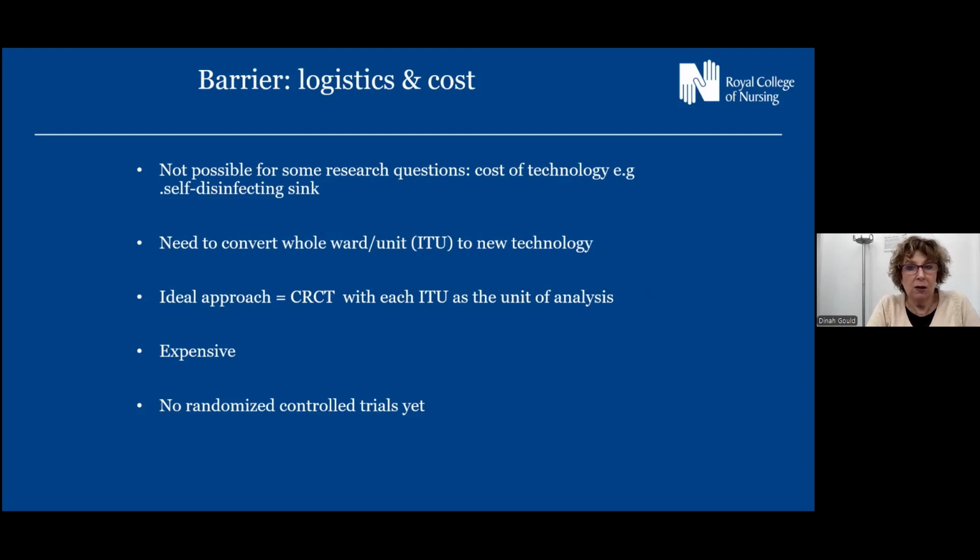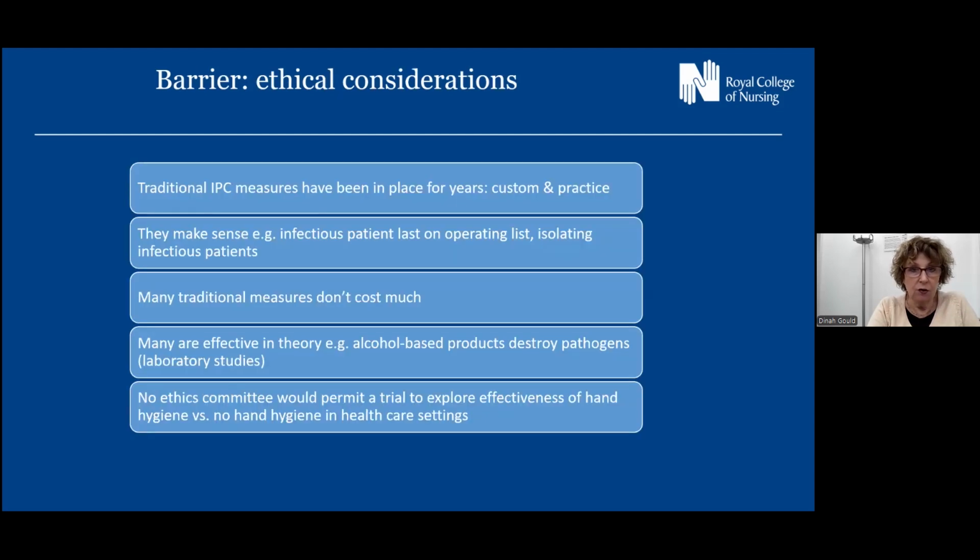So although the equipment exists and people do buy it, the cost of the technology means that, in fact, there are no trials to prove that it works in practice. In theory, it should, but in practice, we don't know whether it does or not. It might not be possible to convert the whole unit to a new technology. You could, in theory, do a great big cluster-controlled trial with lots of different ITUs acting as a unit of analysis, but these trials would be astronomically expensive. So there are no randomized controls of self-disinfecting sinks or of other very large, sophisticated equipment in infection prevention.